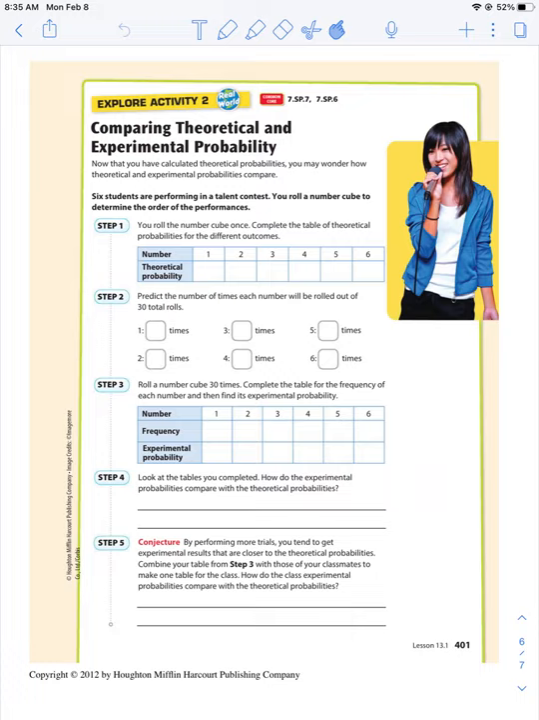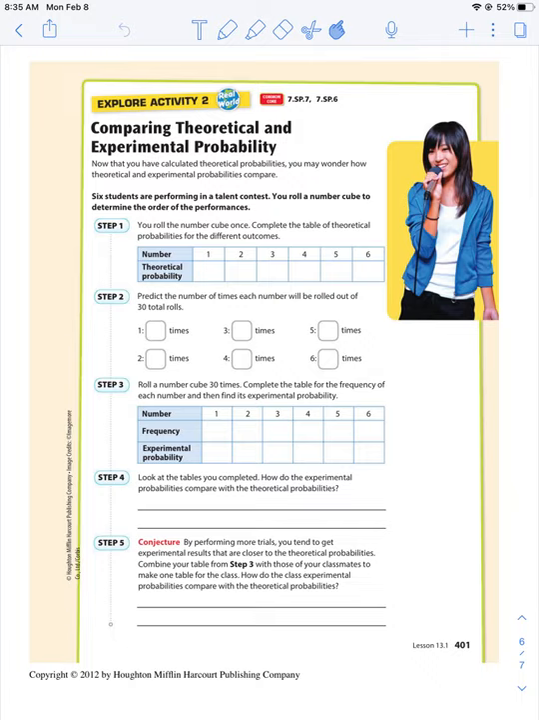All right, so how are these things actually different? We've been dealing with experimental probability. Now we're introducing theoretical probability. Why isn't there just one probability? We're going to read through this activity and see why. Okay, so now that you've calculated theoretical probabilities, you may wonder how they compare.